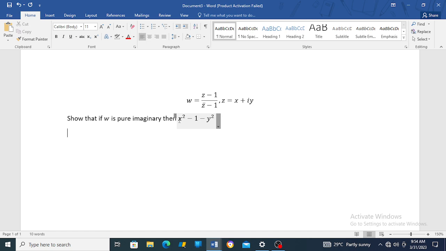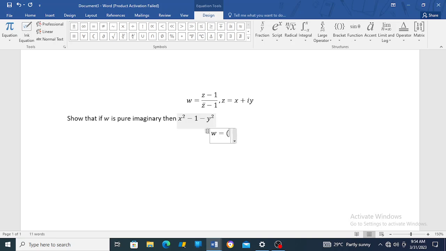So let us begin. Our omega is equal to z minus 1, that is x plus iy minus 1, divided by z bar minus 1. But z bar is the conjugate of z, and we know how to get the conjugate of a complex number. You just need to change the sign in front of the imaginary part, so x minus iy, then minus 1. Now I'm going to group the real parts and the imaginary parts together, and remember that x and y are both real numbers. So the real part of the numerator, I'm going to take the x with the negative 1, so x minus 1, then plus iy for the imaginary part.